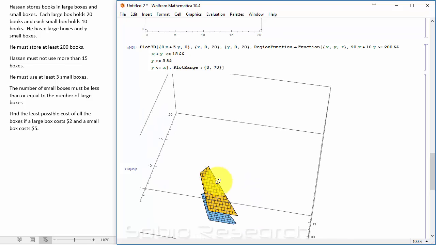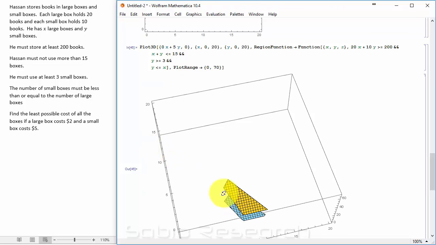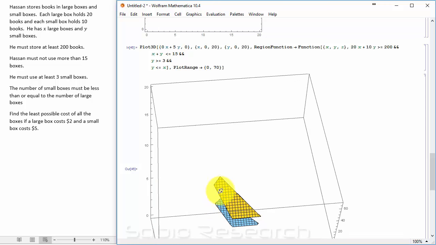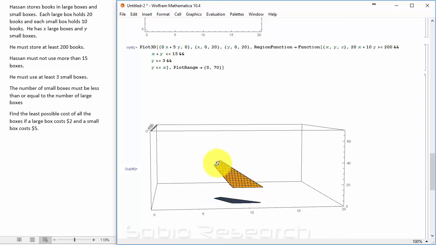So this is what's happening here. So this one, where did it go? This one is how many books you do. And if you go to the right side, then you have more space in your box. So the left side is exactly fitting the boxes, and you got to go for the grid because you got to have integer number of boxes.